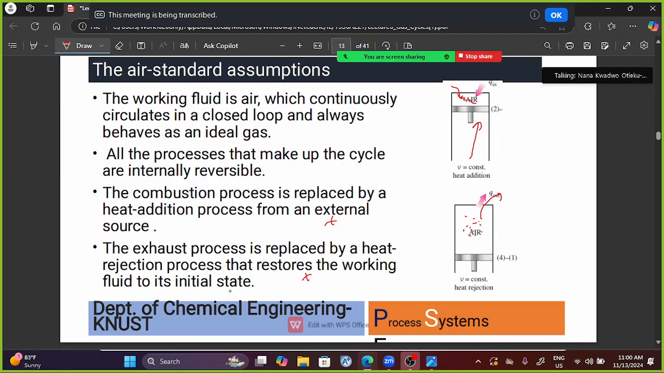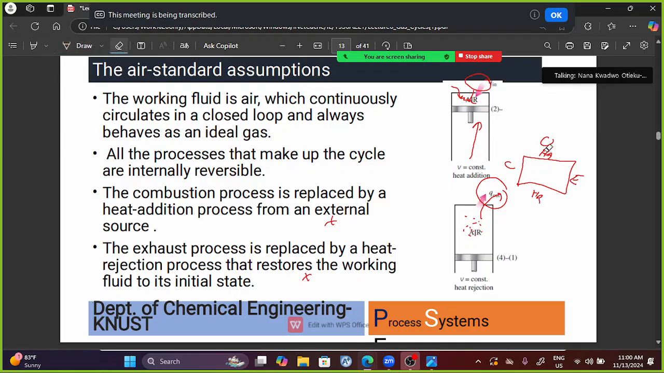So instead of bringing in a unit responsible for the combustion and a unit responsible for the removal of the exhaust gases, we just assume that we have a process that is adding heat and removing heat. So if we are drawing our cycle, instead of placing a whole unit for the combustion, you can just say that this is a heat addition process and then a heat removal process, and this might be our compression and then our expansion. So that's what we are trying to say with this assumption.